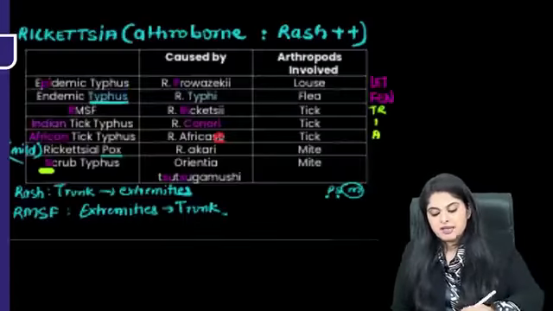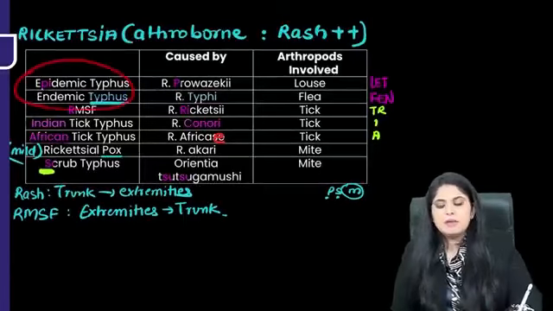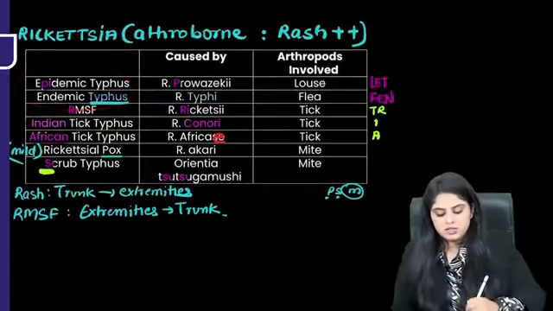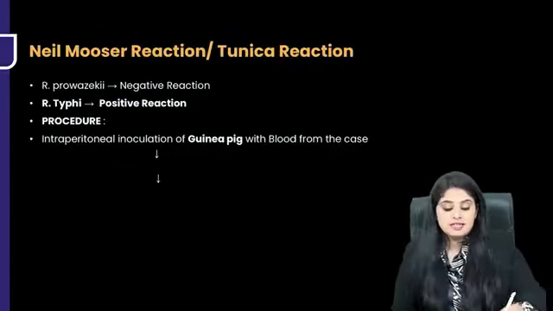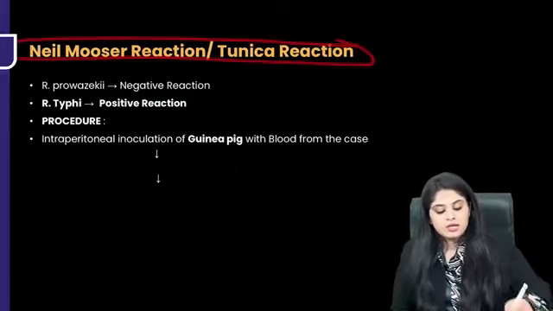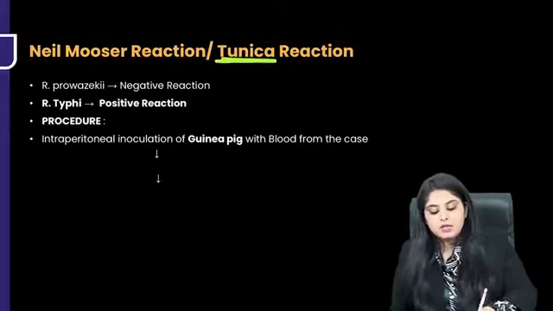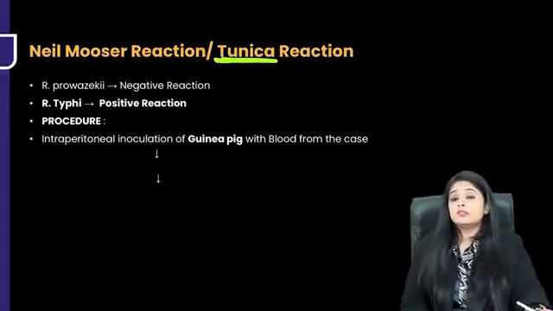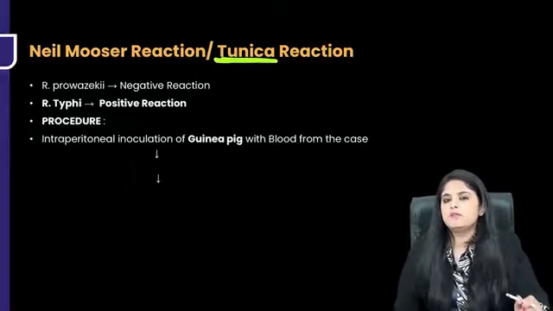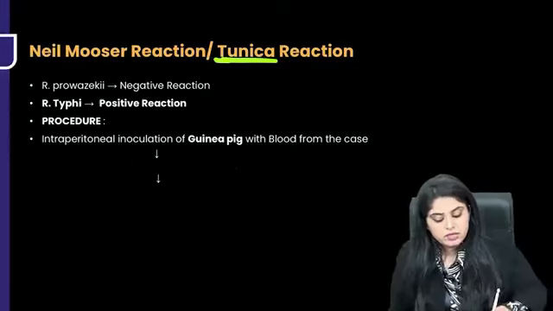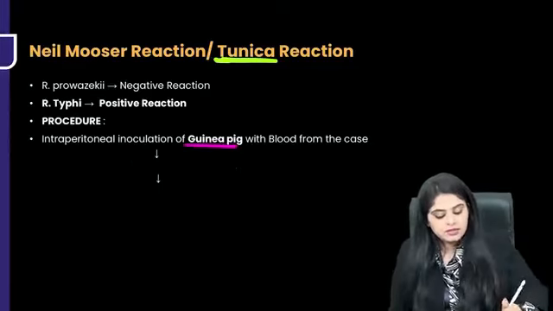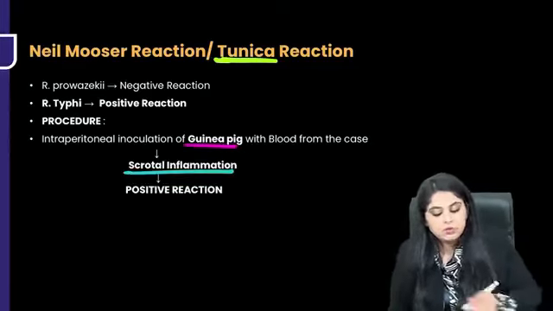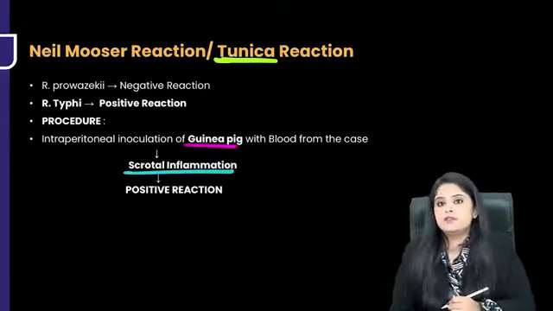Now, you'll say, ma'am, maximum confusion happened here. This epidemic versus endemic. Tell me some test which I can use for the differentiation of these. Neill-Mooser reaction or Tunica reaction. Simple. Tunica. Where is the tunica? Tunica is in the testes. Is this some scrotal inflammation test? Yes. You are going to use a guinea pig, and if you inject this organism in the guinea pig, it is going to show you a Tunica reaction, scrotal inflammation.